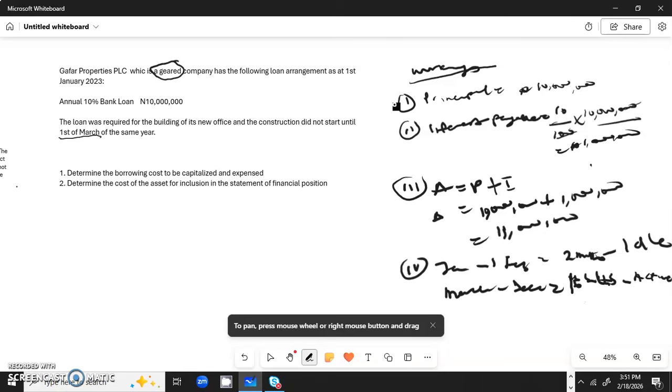So the idle interest will be 2 over 12 multiplied by 1 million. Okay, so let's do the math. That's 500,000. 500,000 divided by 3, so let's use the calculator. At the end of the day, 500,000 divided by 3, we should have, let me check that.